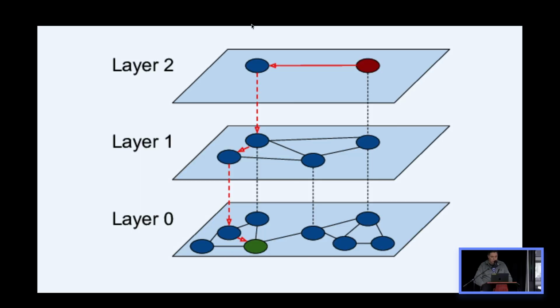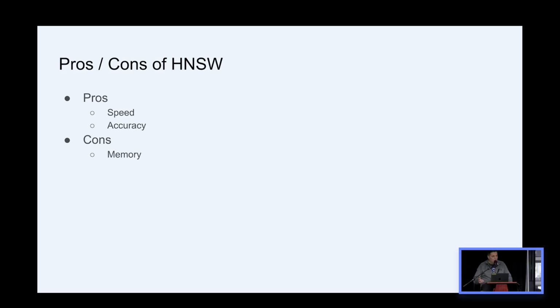So here you start with the red. That's your entry. Let's say this is the best match. You drop down, you repeat the process, and you repeat the process, and then green is the best match to your original query. So the benefits are it's going to be much faster, and it's going to be pretty accurate. The biggest downside is memory consumption.